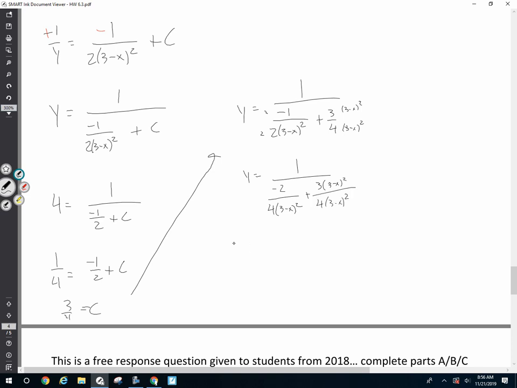I can combine these two. 1 over negative 2 plus 3 minus x squared over 4 times 3 minus x squared. And then that is simply the bottom flipped as our final answer.